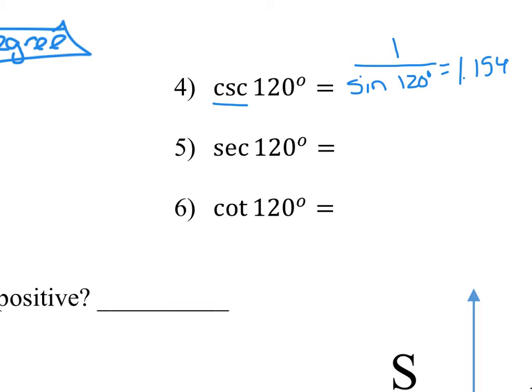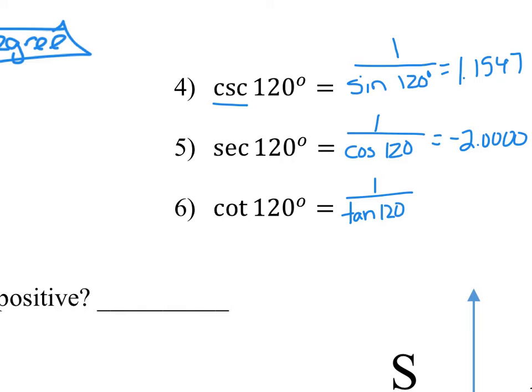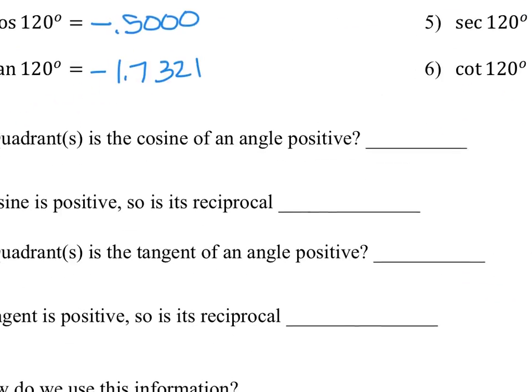Okay, and then when you do that, it's 1.1547, and that's positive. Secant is 1 over cosine, and that's negative 2. And cotangent is 1 over tangent, or sine over cosine, however you want to do it. In this case, since we have a tangent button, we'll just do that. 1 over tangent of 120, negative 0.5774. I believe I'm right there. If I made any mistakes, you know me, wouldn't be shocking.